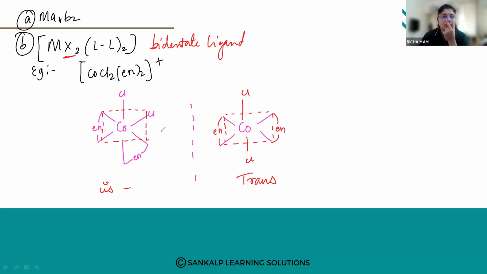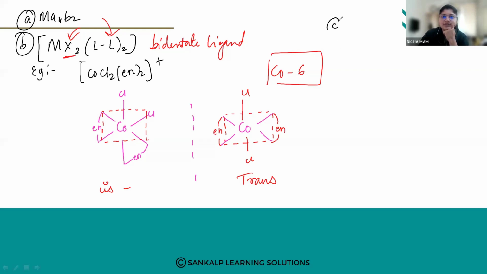Yes. So how will you represent the complexes when you have a coordination number 6 and this type, that is one of the ligands is a monodentate, another is a bidentate ligand? Is it clear? So please note it down. So this was the second type. Now we will go for the third type.